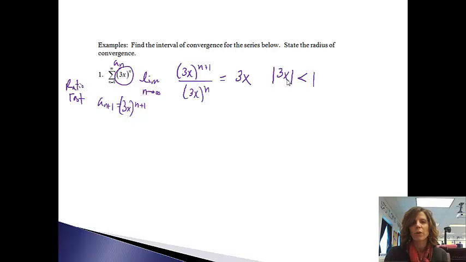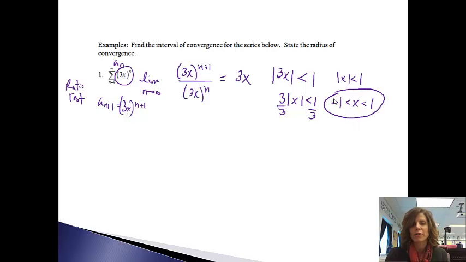What we are going to do from here is try to solve for x. Because the absolute value of 3 is 3, I'm going to pull the 3 outside of my absolute values. I'm then going to divide by 3. So I get the absolute value of x is less than 1, which would mean that x is a number somewhere between -1 and +1. So I have almost found my interval of convergence. We need to figure out what would happen if I plugged in -1 and if I plugged in 1. Would that actually give me a convergent series?